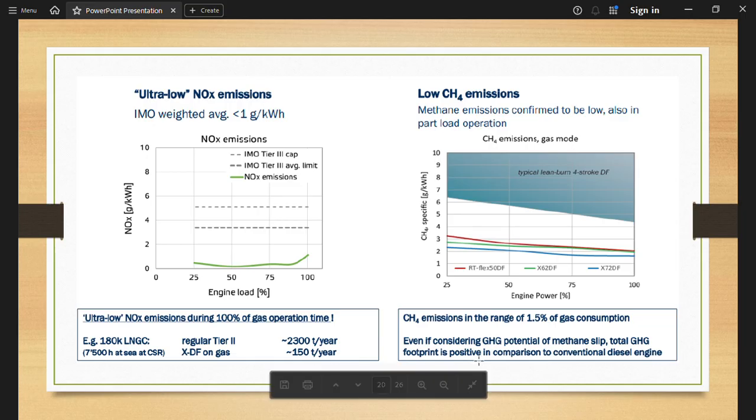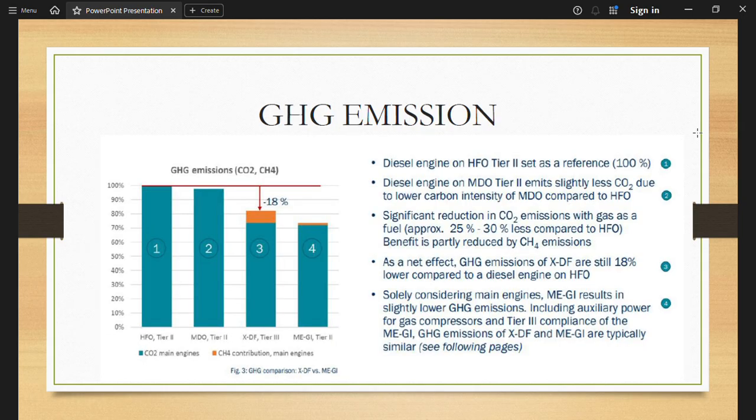You can see here total tons per year of emission for regular Tier 2 and XDF on gas is 150 tons per year. So that is the whole together difference you can see. Okay. Now GHG emission, greenhouse gases emission, CO2 and CH4.